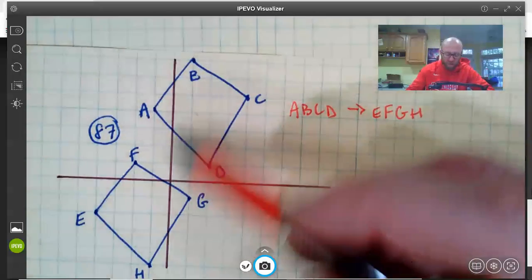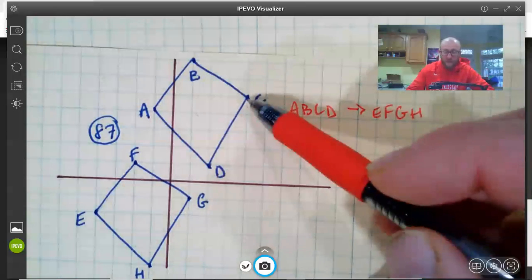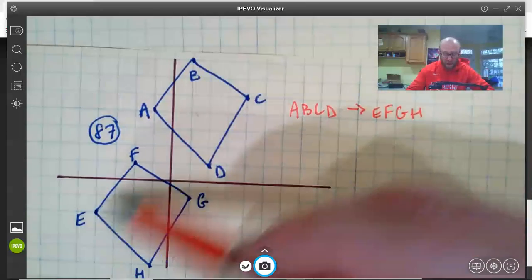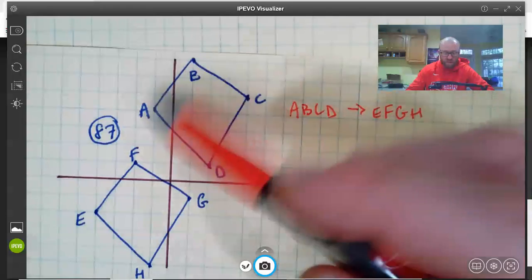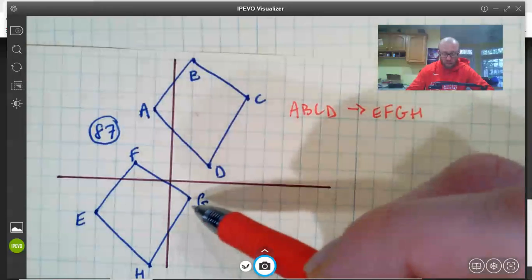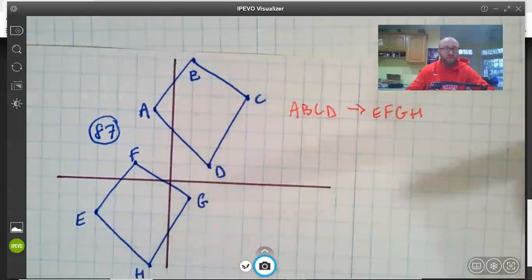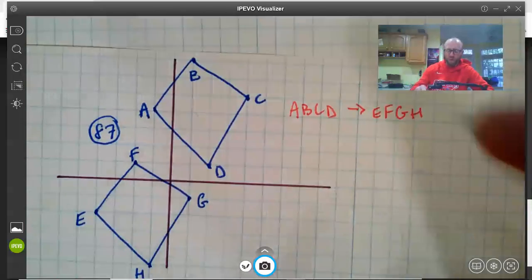So for example, I could call this one D, A, B, C, and this one down here H, E, F, G. Or I could call this one C, B, A, D, and this one would be G, F, E, H. So as long as they get named in the same order.